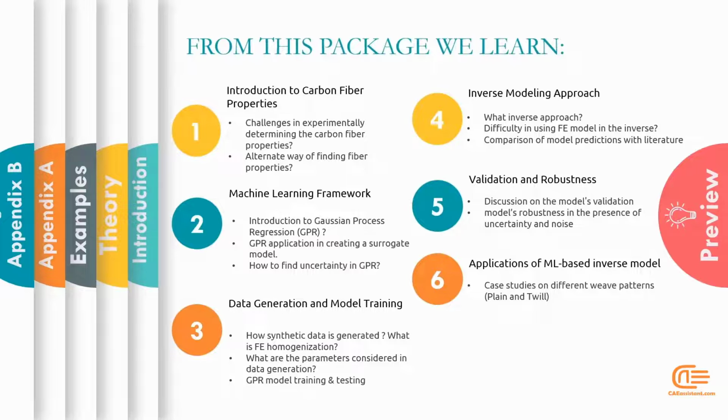In chapter 6, we use the developed machine learning model in predicting other composite properties such as plain woven, twill woven, or satin woven composites. We'll see what the future predictions are, how we can predict other properties, and where we can implement these machine learning models.